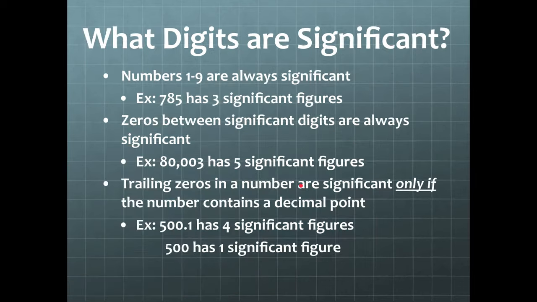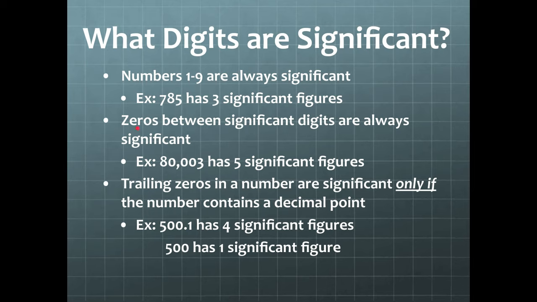Now if we continue over here, we have to follow these rules for which digits are significant. When you determine how many digits are important, anytime you see the numbers 1 through 9, they're always significant, meaning they always count as significant figures. For example, 785 has 3 significant figures. Why? Because 7, 8, and 5 are all in the range from 1 through 9. As scientists, it's important for us to know how precise the measurement is.